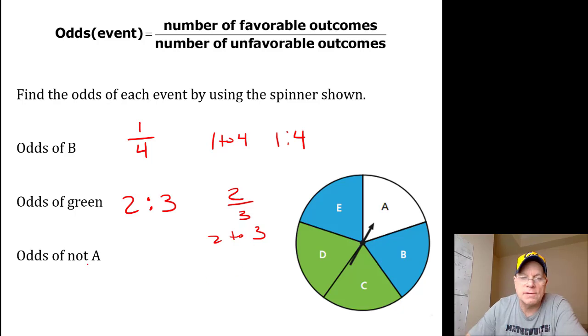The odds of not landing on A, now our favorable outcomes would be all of the spaces that are not labeled A. And there are 4. So 4 to the unfavorable, which would be landing on A, 1. 4 to 1.